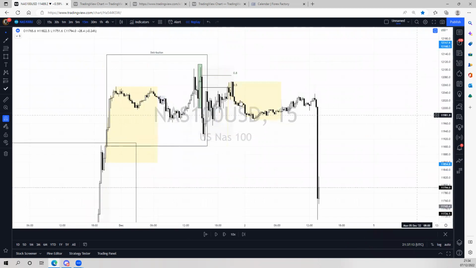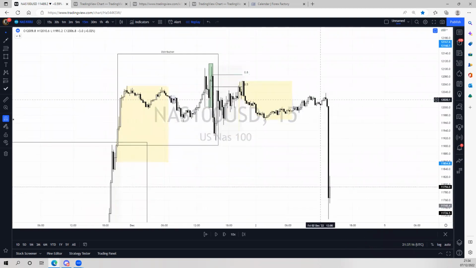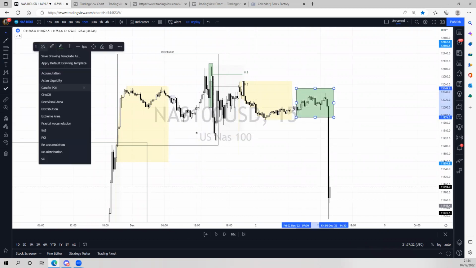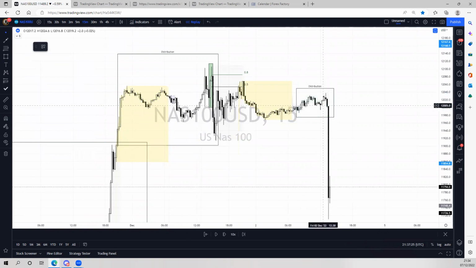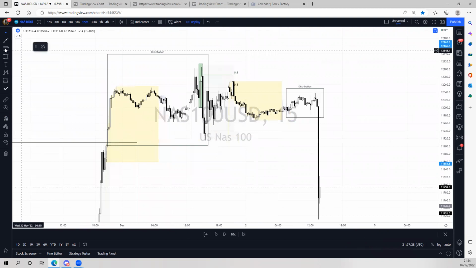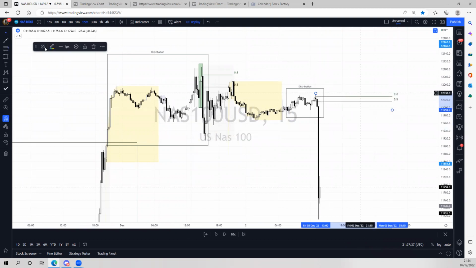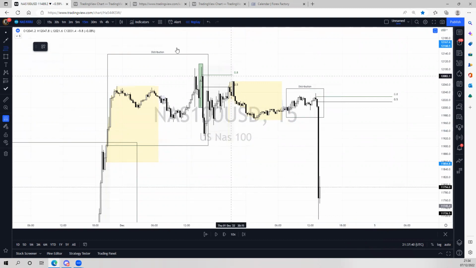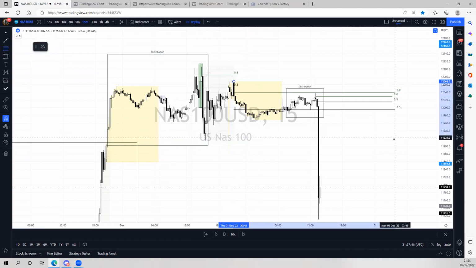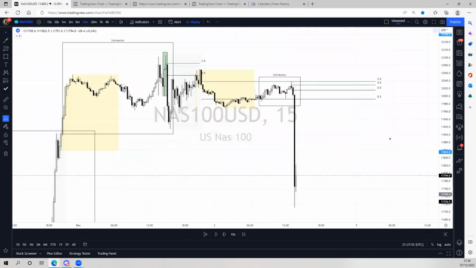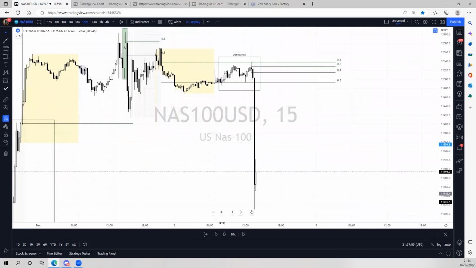So from here we can see that this is the mitigation, this is the distribution that causes the move, and that's the last buy to sell or whatever you want to call it. So what I would probably do in this situation is put my fibs on that, and then also the fibs of the full move. There we go. So these are my zones that I've been looking at. Let's see if price can get back up to there.